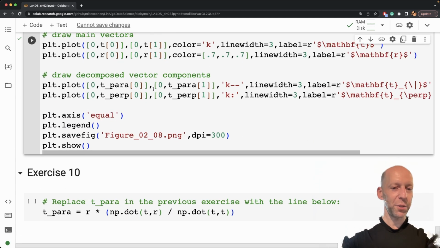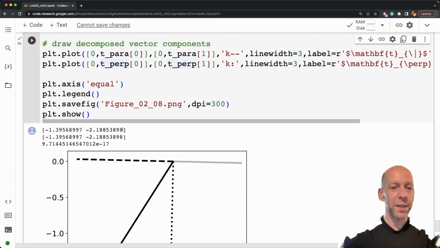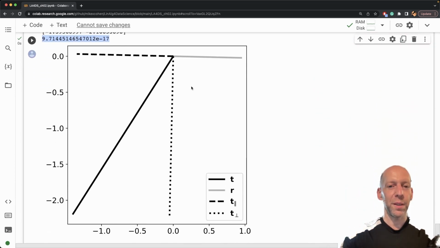Okay, and then here I just draw everything out. So here we go. So here is vector t. Here is vector t parallel plus t perpendicular, which sum to t. And here we see the dot product between the parallel and the perpendicular components, and you see that that is essentially 0. And here is the graph of all of this. And it's always handy to look at these graphs.